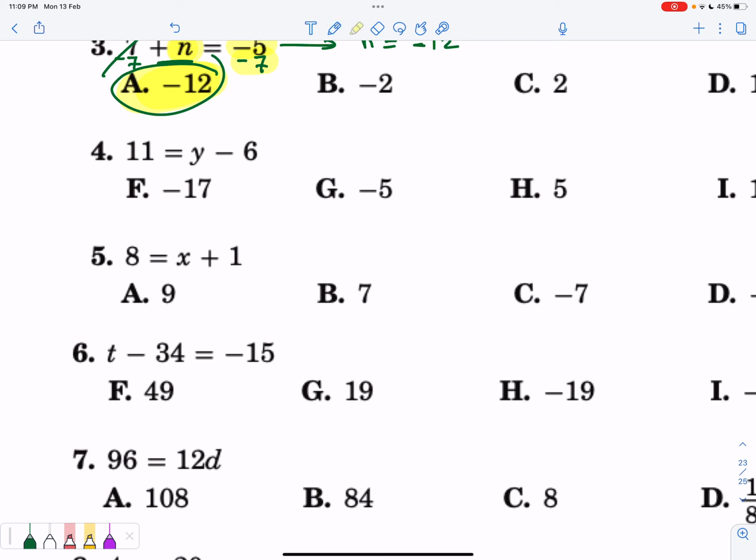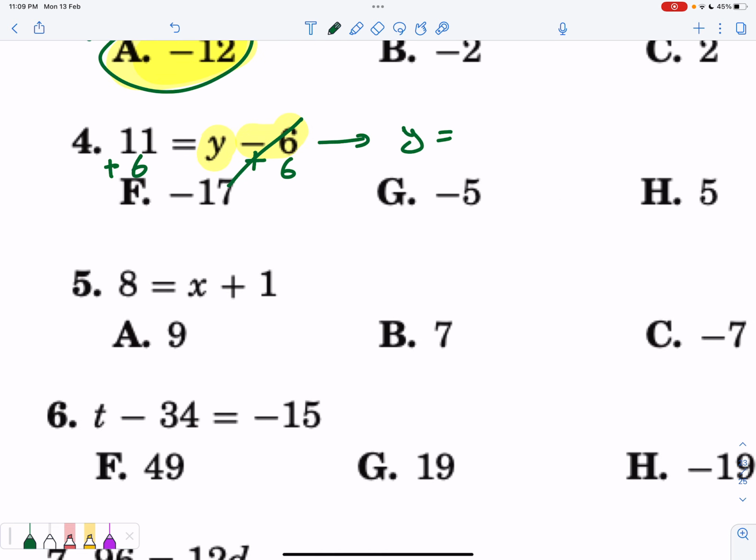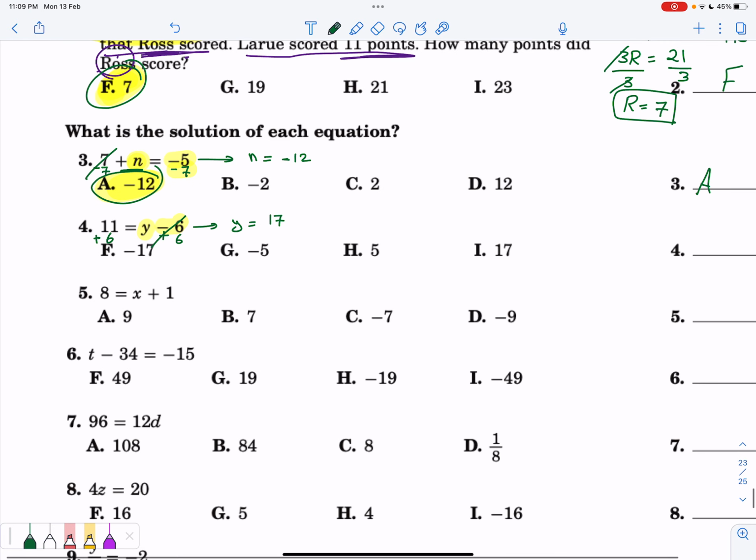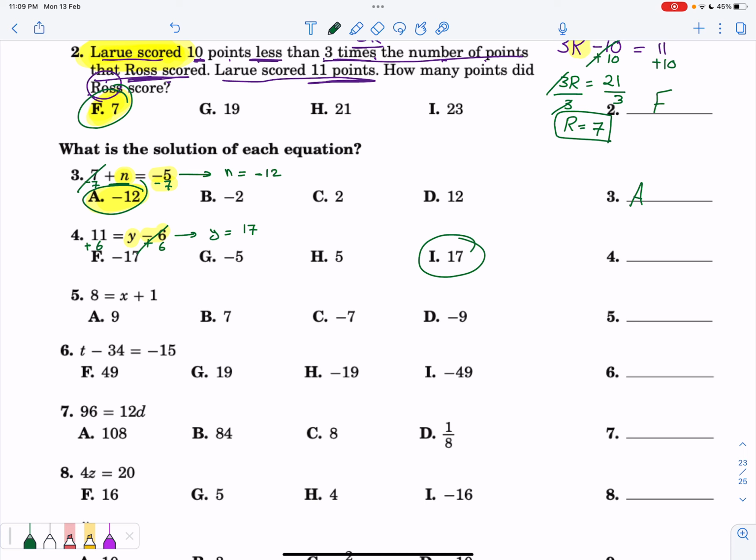Then we have 11 is equal to y minus 6. Now the variable is y. What is next to it? You have minus 6. So you should do the inverse operation. You should add plus 6 to both sides. So here you will just have y equals. Now you will add this. 11 plus 6, that is equal to 17. So the correct answer is positive 17, which is answer I. So I is the answer.